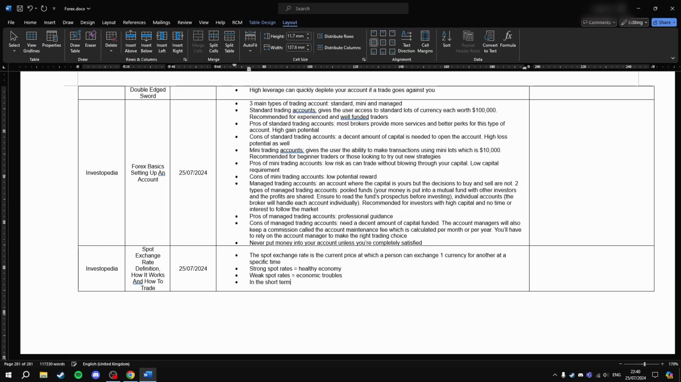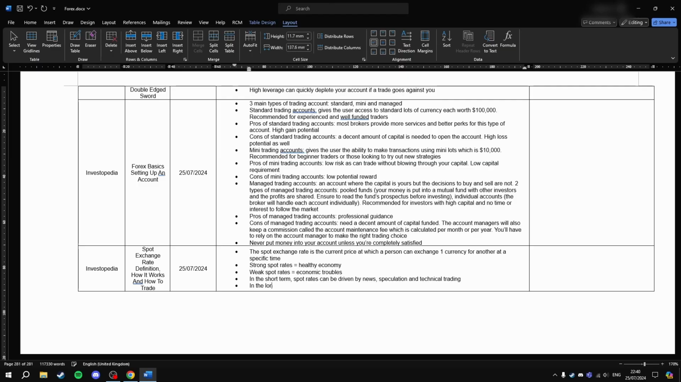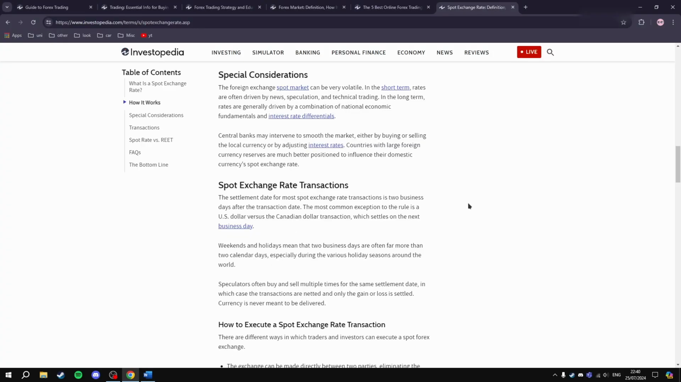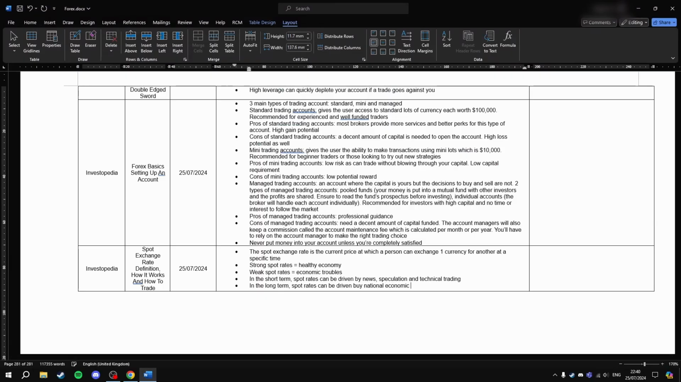In the short term, spot rates can be driven by news, speculation, and technical trading. In the long term, spot rates can be driven by national economic fundamentals and interest rate differentials.